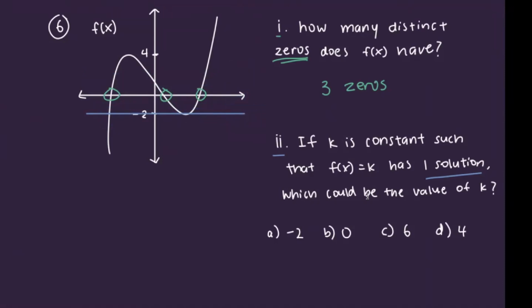So -2 is out. How about 0? Now 0 is here, and that is the x-axis, and it touches at 3 different places. So that's not what we want. So 0 is out. And let's try 6. 6 is probably somewhere up here, and the line touches the graph at 1 point. So this could be our answer. Let's check 4. 4, again, it touches at 2 places. So ultimately, our answer is C.